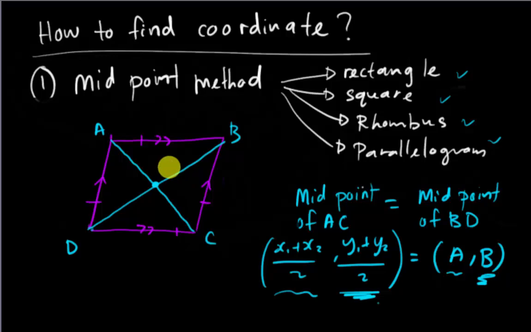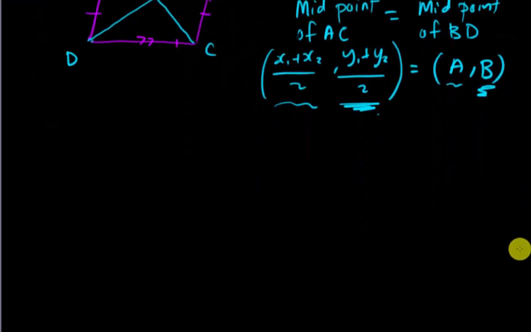So what is the second method? The second method happens a lot. It happens a lot in most of the past year questions. The second method I'm going to call simultaneous equation.